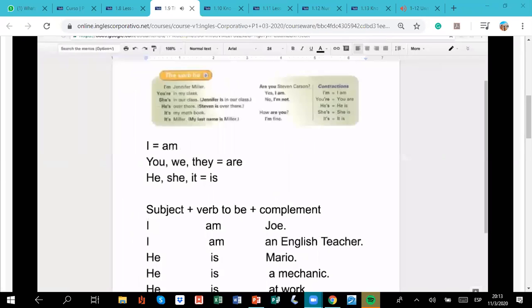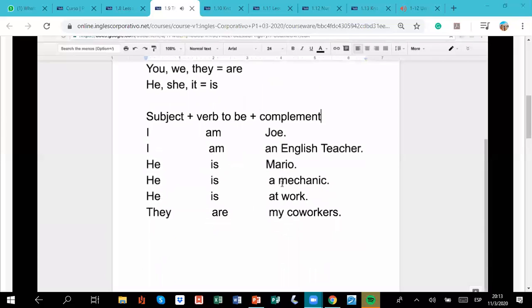Now let's learn how to form yes or no questions using the verb to be. Let's look at this example that you see here on this chart. Are you Steven Carson? That's a question. The way you respond to that question is by saying yes I am or no I'm not. Then there's one last question there. How are you? We're going to focus on forming these yes and no questions using the verb to be.